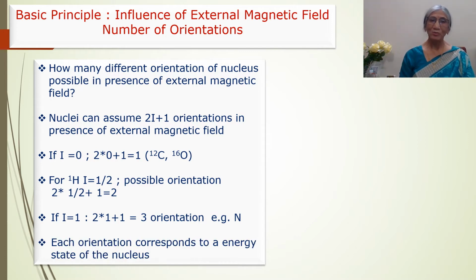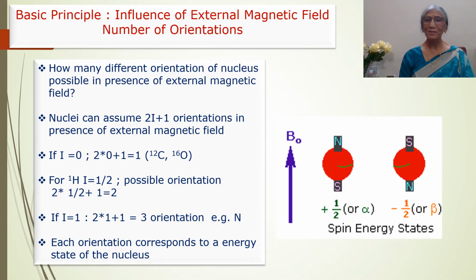Now each orientation corresponds to an energy state of the nucleus. You can see here spinning nuclei in the presence of an external magnetic field. There are two energy states. One is +1/2, which is also known as alpha. Another is -1/2, which is known as the beta energy state.